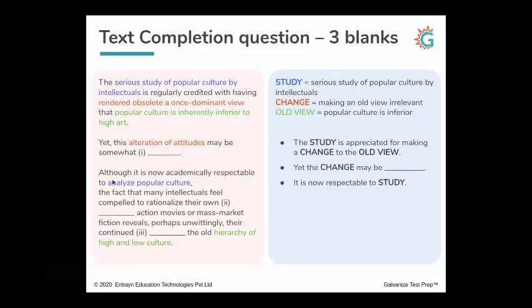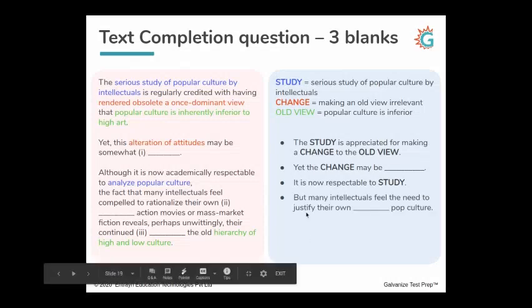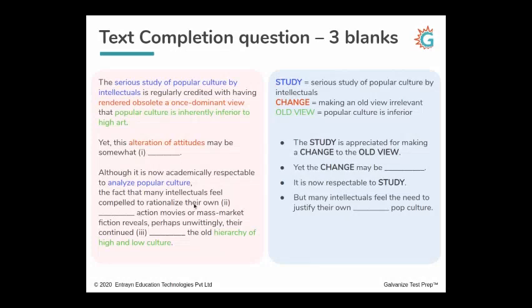Now let's see. Although it is now academically respectable to analyze popular culture, which is, it is now respectable to study. Analyze popular culture is study, right? So we are going to use that. Second part: but many intellectuals feel compelled to rationalize their own blank of action movies and mass market fiction.